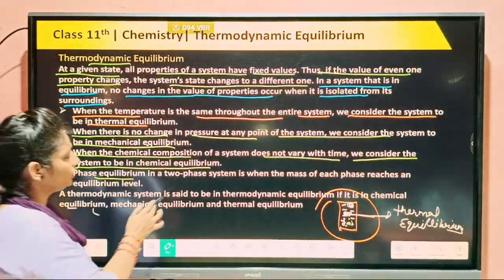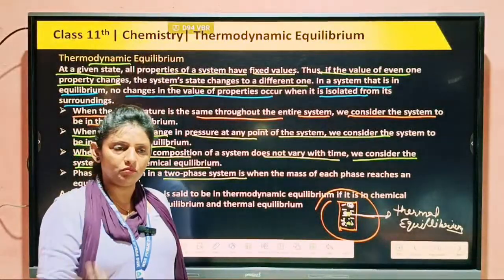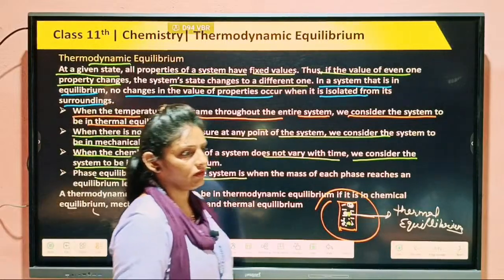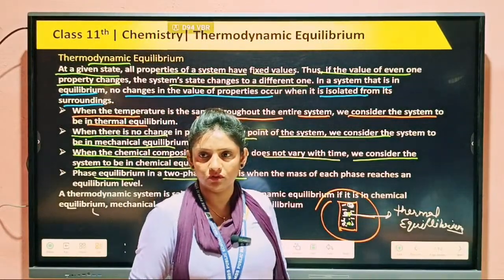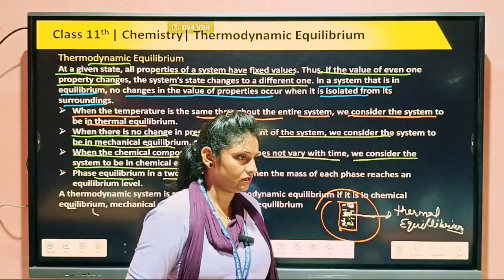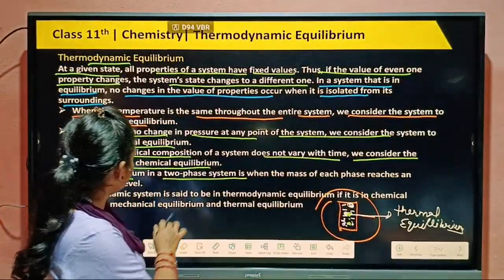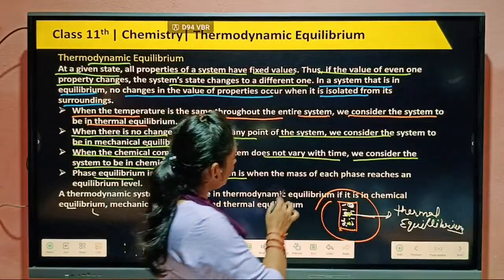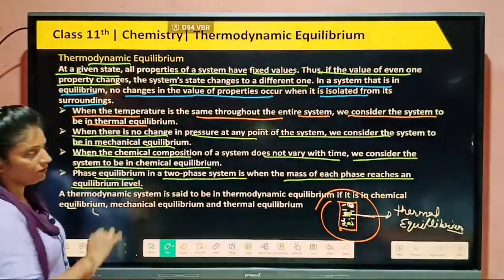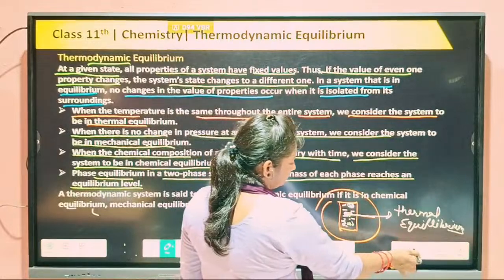Phase equilibrium in a two-phase system. Here, two phases: one may be solid, the second may be liquid; one may be liquid, the other may be gas; one may be solid, the other may be gas. Here two phases are compulsory. Phase equilibrium in a two-phase system is when the mass of each phase reaches the equilibrium level.